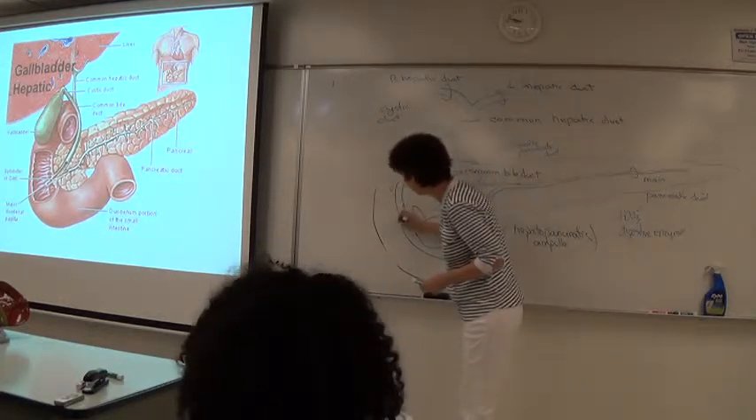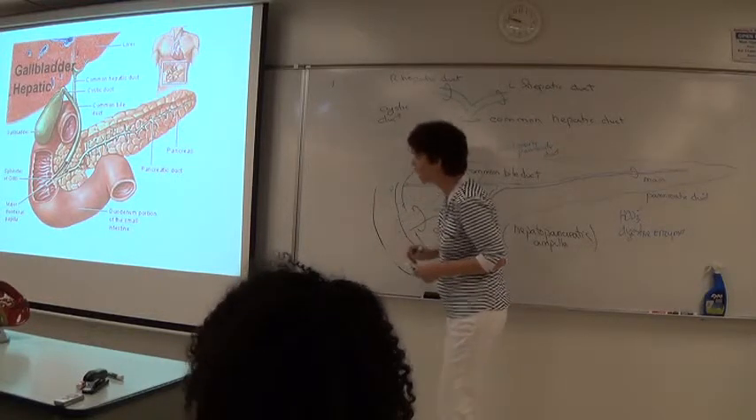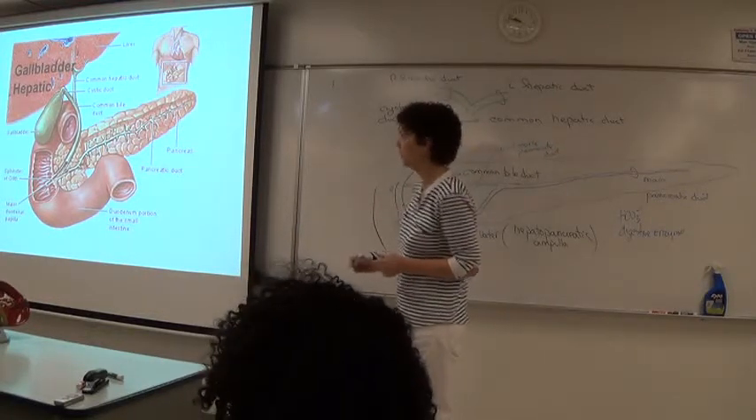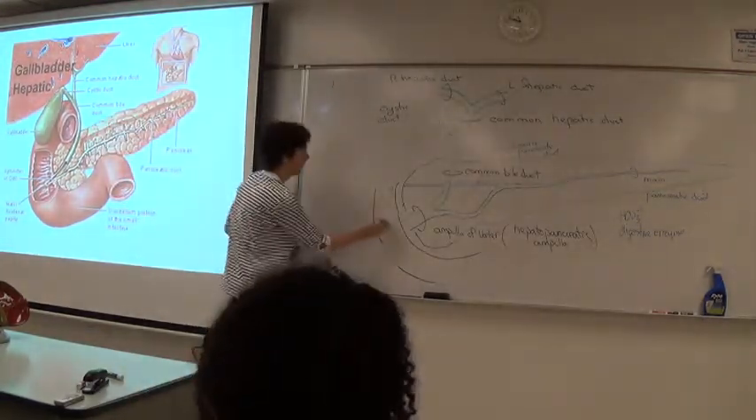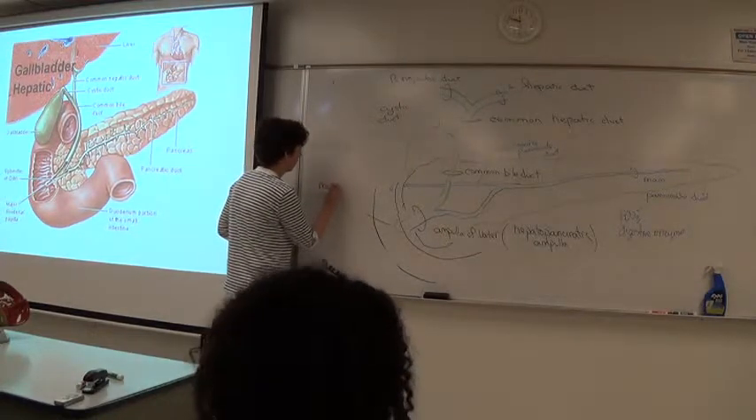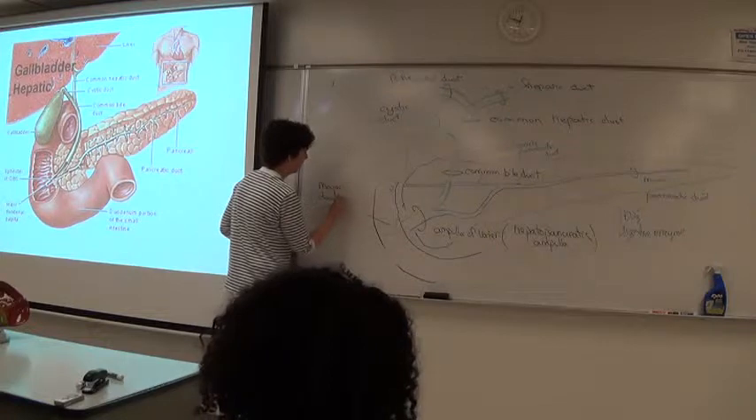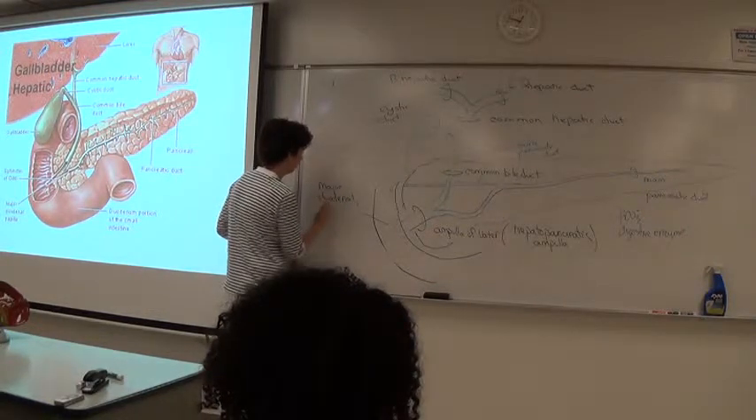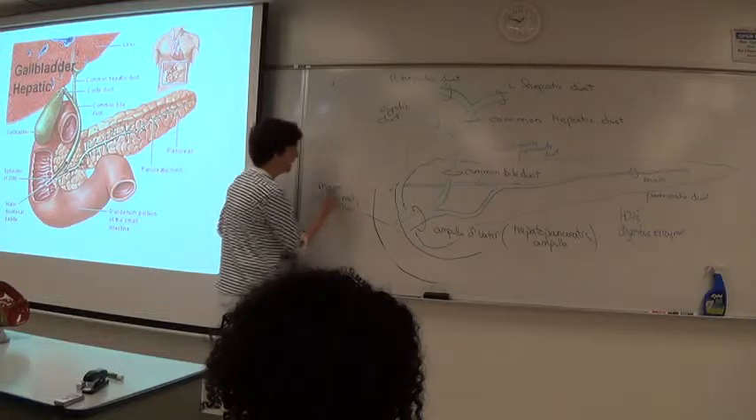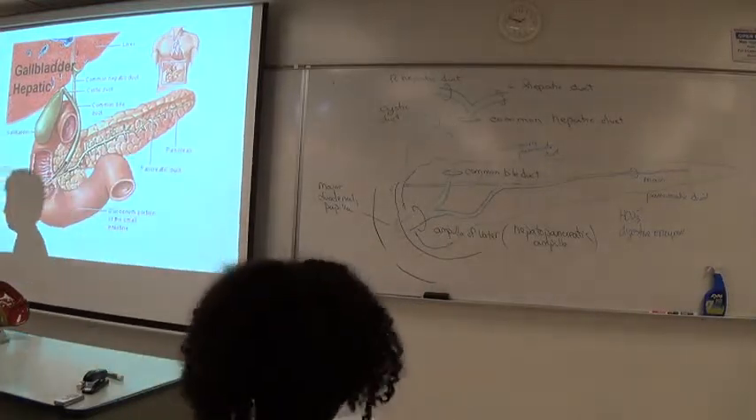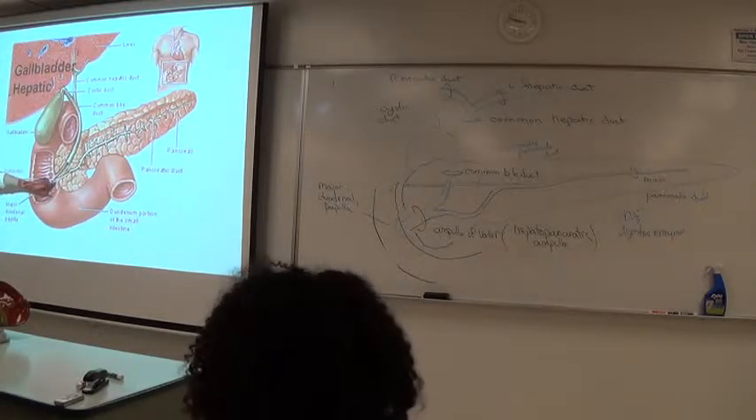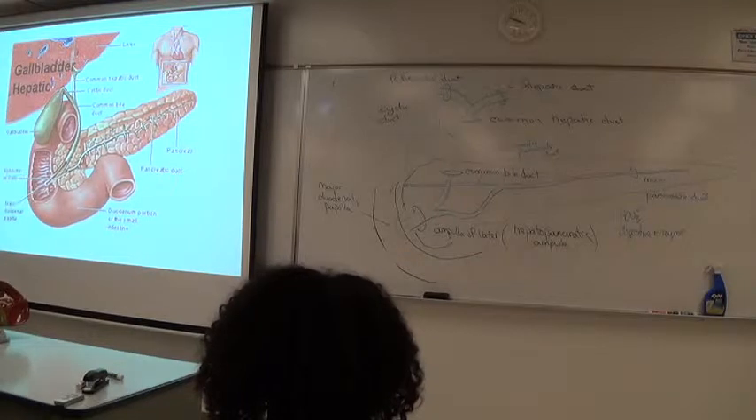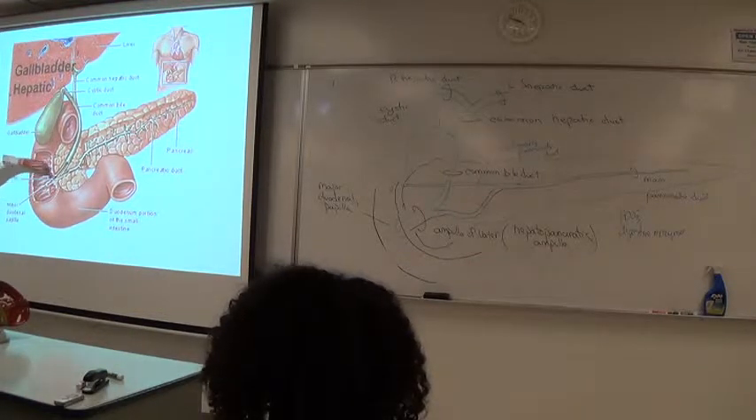It empties into the small intestine at a small mound known as the major duodenal papilla. And that's this little bump right here. So what comes in is typically a mixture of the bile salts and so on. The sphincter of Oddi is just that part of the intestinal wall that allows the material to come in. If that sphincter is closed, the bile is going to back up and be stored in the gallbladder.